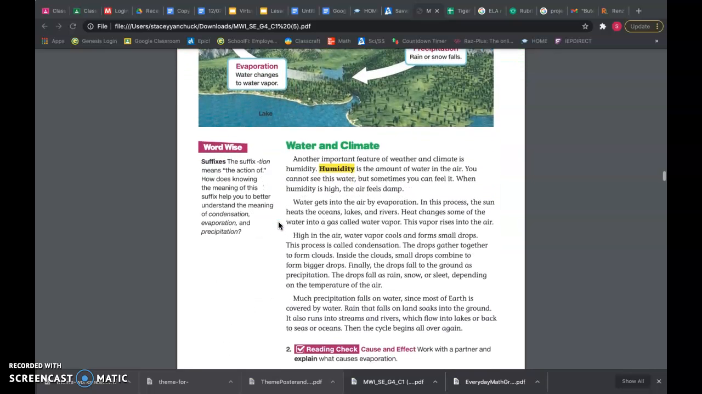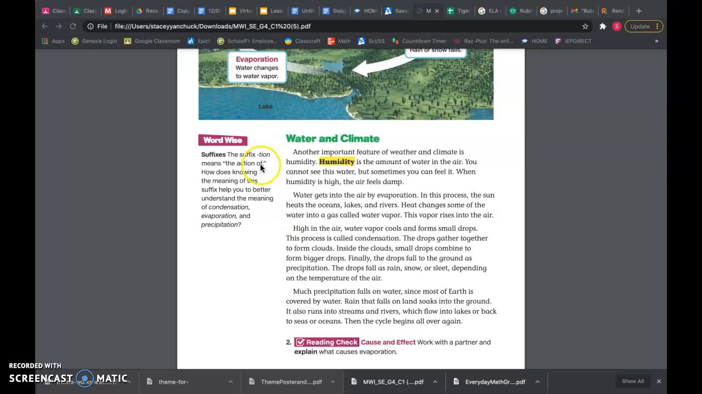So we are going to continue on with reading. Here's a word-wise: suffixes. The suffix -tion means the action of. How does knowing the meaning of this suffix help you better understand the meaning of condensation, evaporation, and precipitation? So think about those words and what they actually mean. And remember that -tion means the action of.